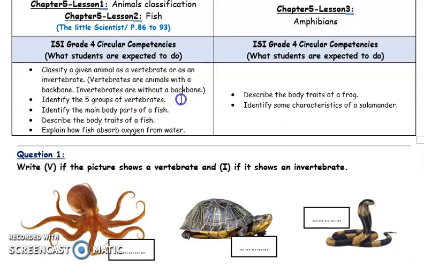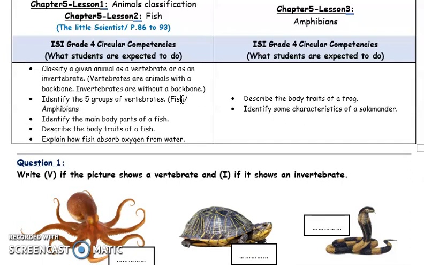What are the 5 groups of vertebrates? Vertebrates are classified into 5 groups: fish, amphibians, reptiles, birds, and mammals.